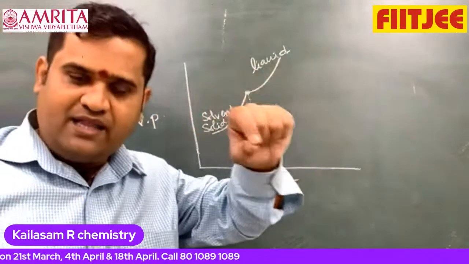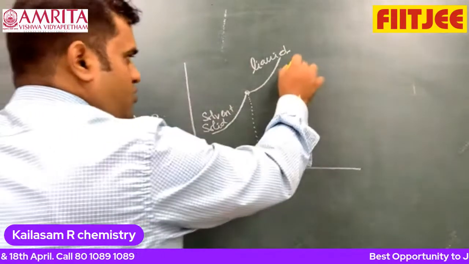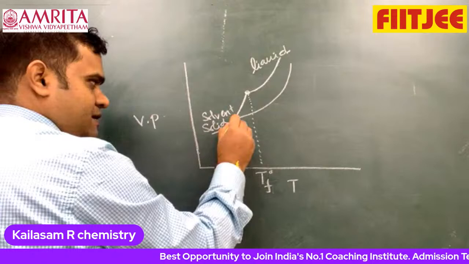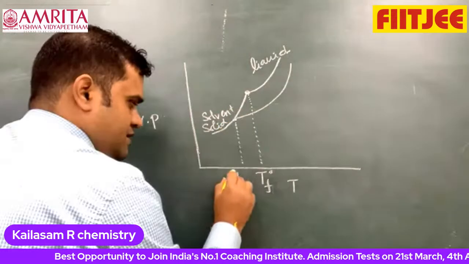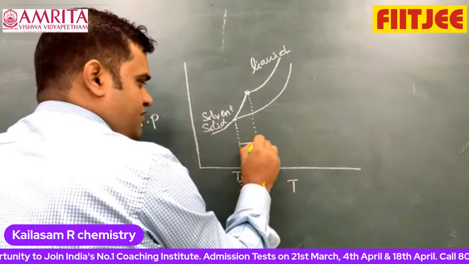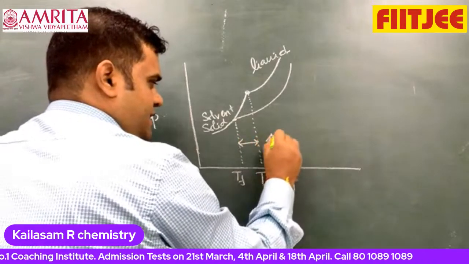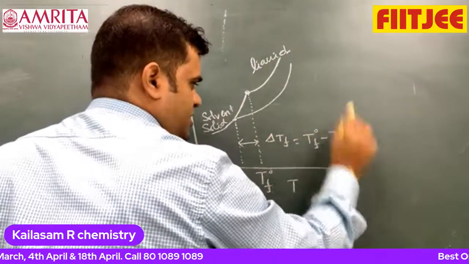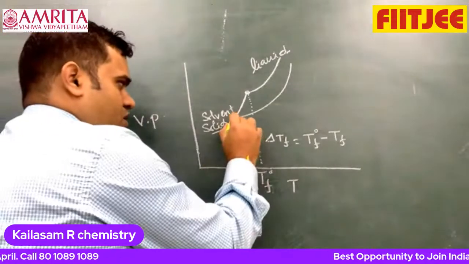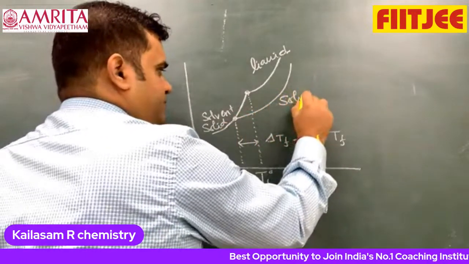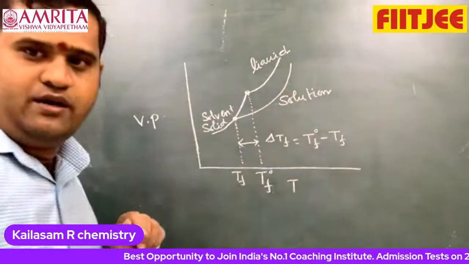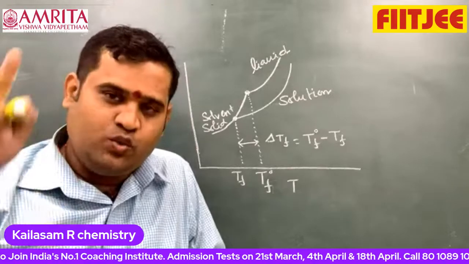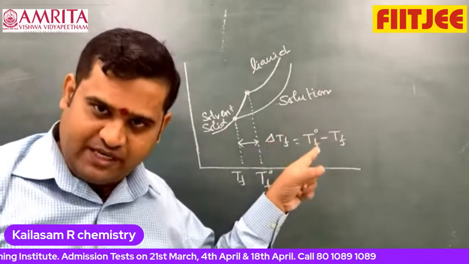Now, if I am going to add a non-volatile solute, obviously the vapor pressure of this changes. I can write it just to understand, I don't explain it. This is TF. This difference is called delta TF, equal to TF naught minus TF. So what is the reason? Look at this. Now I want to say this is the solution. See, we know that when a non-volatile solute is added, the vapor pressure of the solution decreases.